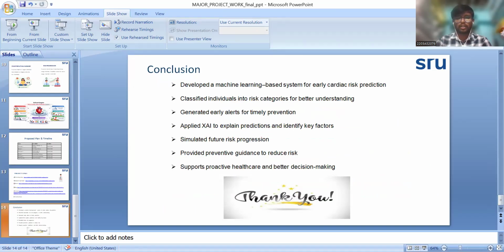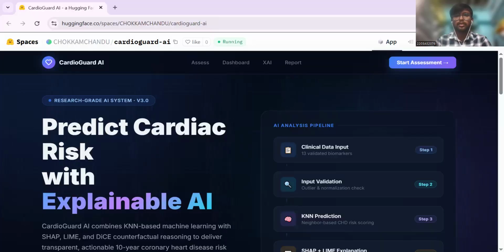So before concluding my project, let me take you to the interface that we have developed. This is an interface that we have developed using HTML and CSS in the front end. And in the backend, as I mentioned, we have used Python. We have used a KNN model to predict, and we have integrated both using FastAPI.